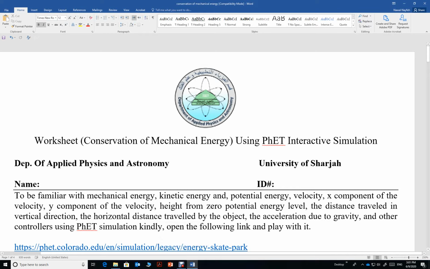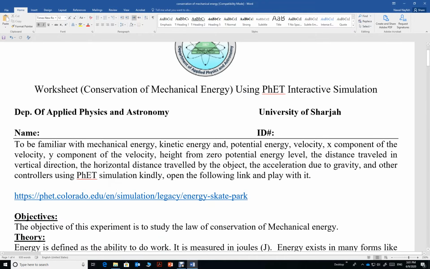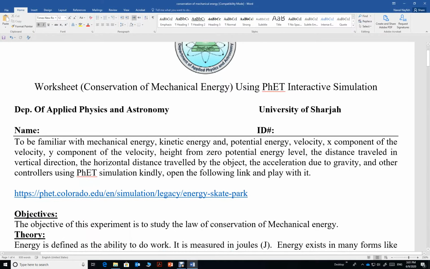Assalamu alaikum. In this video, I'll show you how to use the PhET simulation to study the conservation of mechanical energy. The law of conservation of mechanical energy states the total mechanical energy at any position during the object's motion must be constant in the absence of non-conservative forces like friction or air resistance.